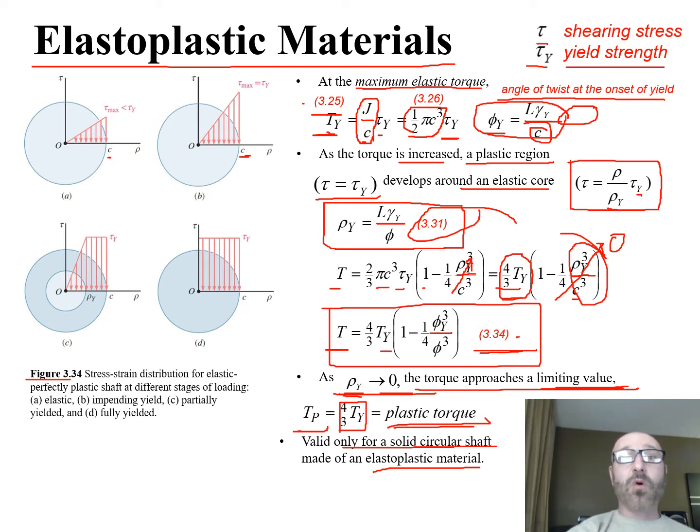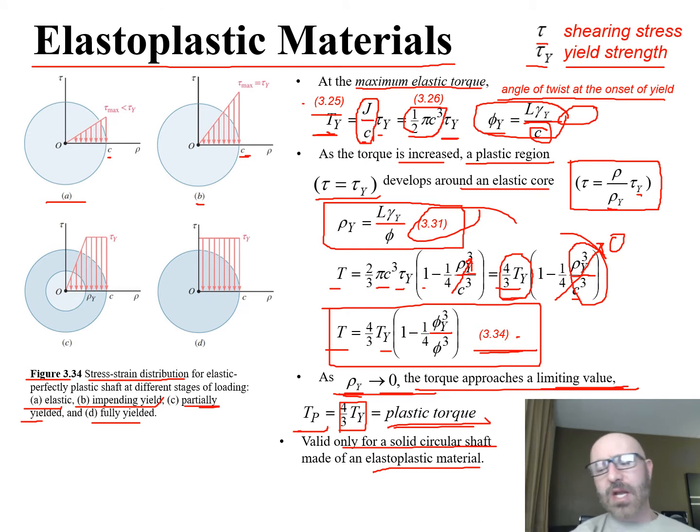Now let's take a look and see how this stress-strain distribution looks over in figure 3.34 for an elastoplastic, perfectly plastic shaft in different stages of loading. We can see in part A, we have elastic. Part B, we have an impending yield. In part C, we have partially yielded. And in part D, we have fully yielded. And we can see how this stress-strain distribution looks for each of these different stages of our loading as we go along.